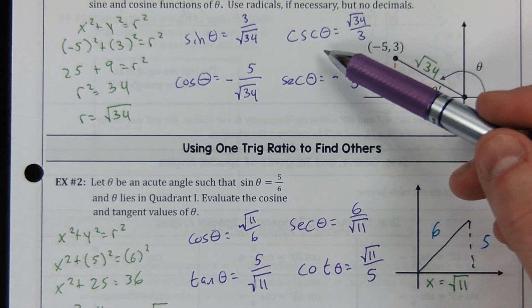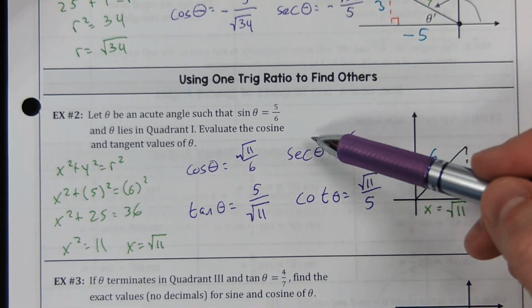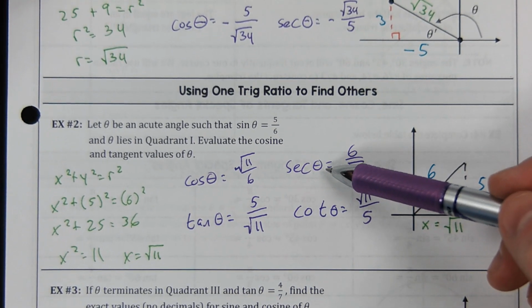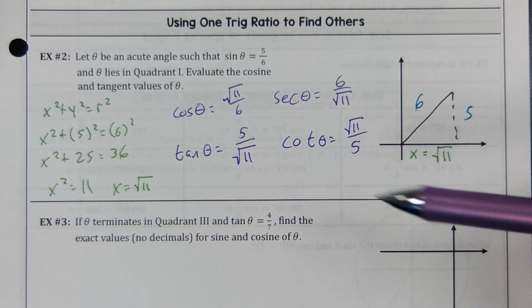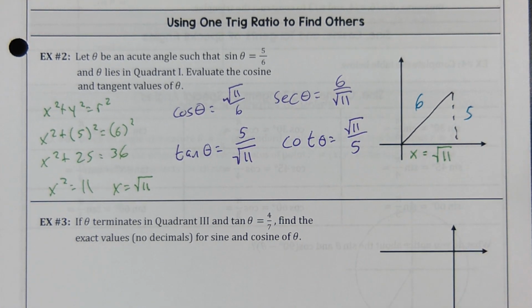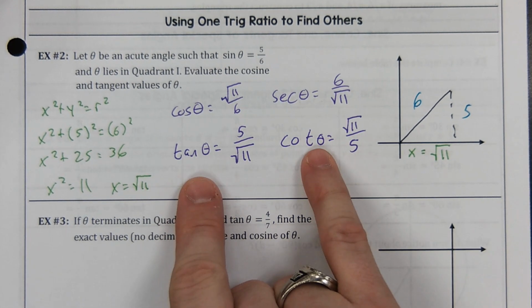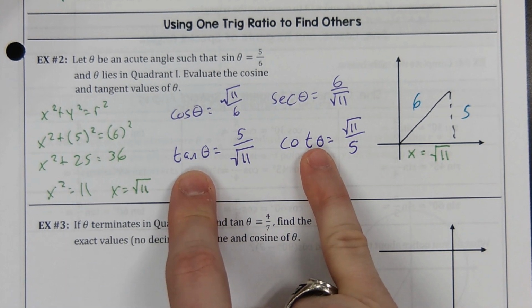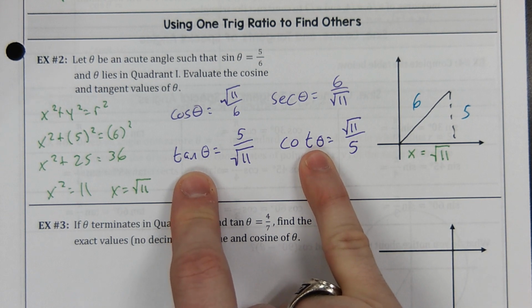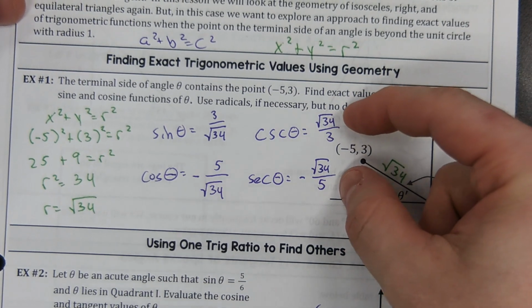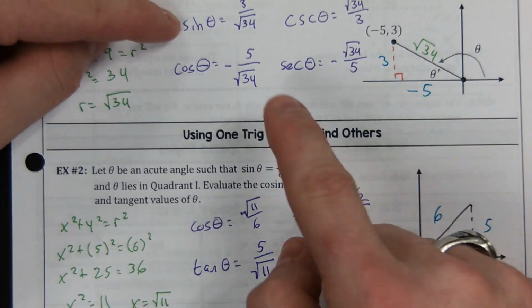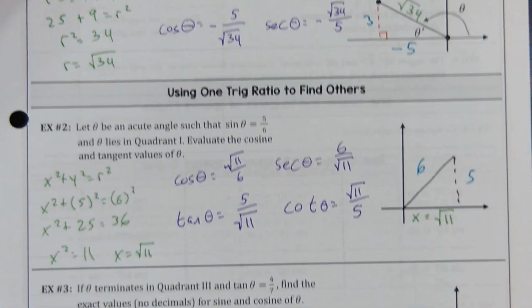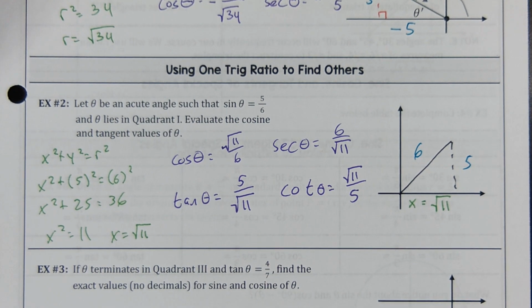CSC for cosecant, the reciprocal of sine. SEC, secant, the reciprocal of cosine. COT, cotangent, the reciprocal of tangent. And the whole co-things hold true. Tangent and cotangent equal at complementary angles. Secant and cosecant equal at complementary angles. Sine and cosine equal at complementary angles. That's what the co stands for. Good deal?